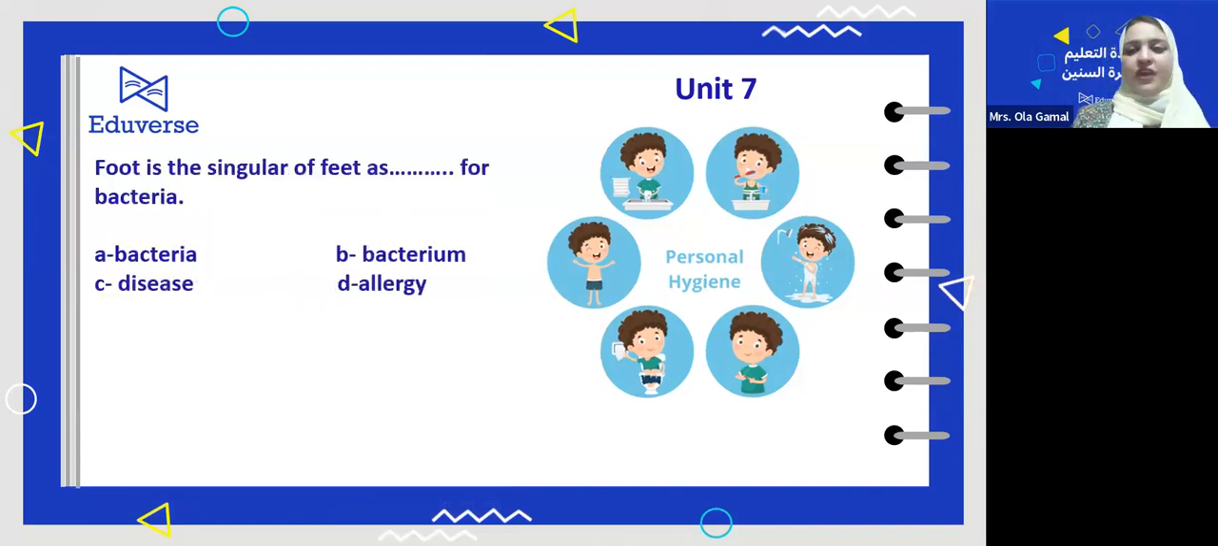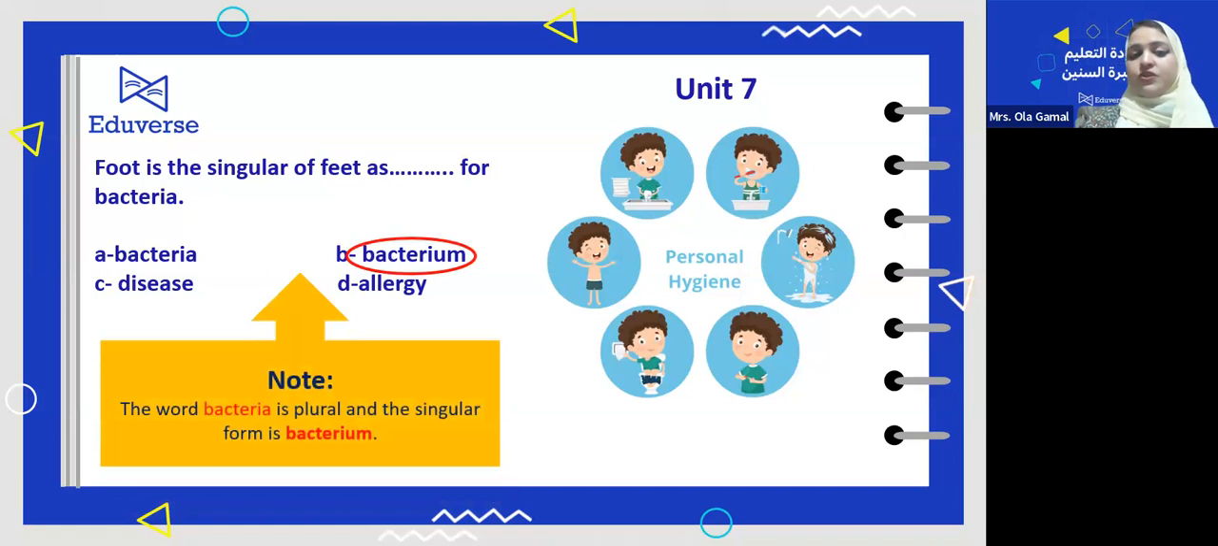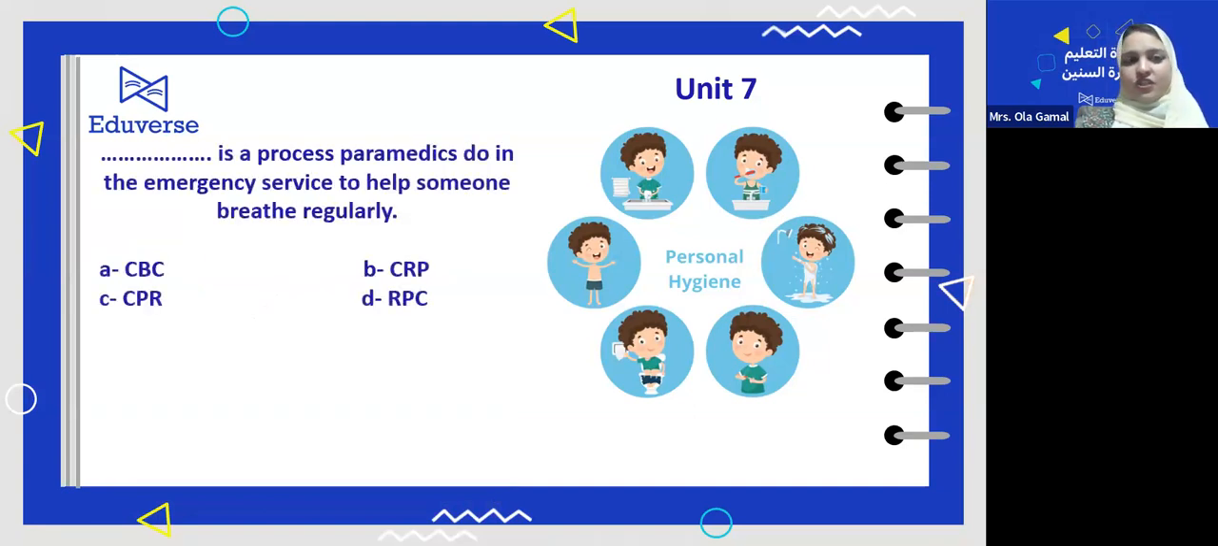Okay, let's move to the other question. Foot is the singular of feet, so what is the singular of the word bacteria? Here in this question, we need the singular form of the word bacteria. What do you think? Is it bacteria, bacterium, disease, or allergy? Of course, it's going to be, yes, excellent, bacterium. The word bacteria is plural, and the singular form of it is bacterium. Okay, let's move to the other question here.